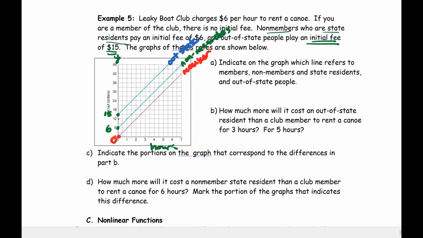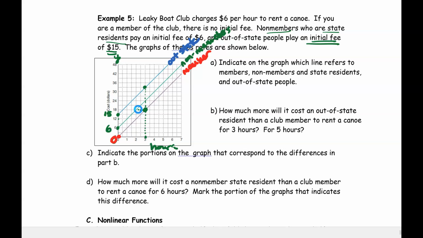For Part B, how much more will it cost an out-of-state resident than a club member to rent a canoe for 3 hours? So let's use the graph. So let's look at the x-axis, so 3. So let's go down to 3, and then we're comparing out-of-state and club member. So I'm going to start at 3, and I'm going to go up to out-of-state, and I'm going to put a dot. And then a club member is going to be right here.